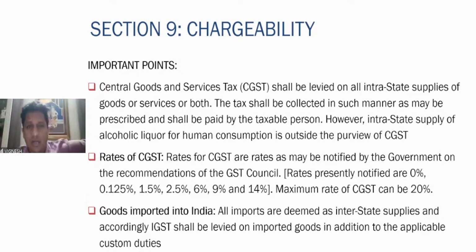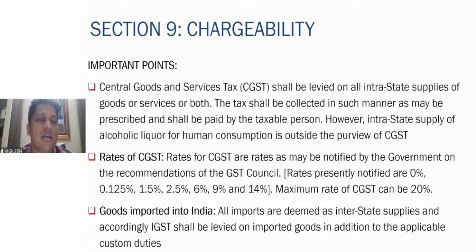So therefore, important points in section 9. Again, it's a chargeability section. CGST shall be levied on the intrastate supply of goods or services. Alcoholic liquor for human consumption is outside the purview of GST. The rate of GST, whatever is specified, multiple rates are given: 0, 0.125, 1.5, 2.5, 6, 9 and 14. Again, as I told you, these are only the CGST rates as per the CGST law. Similar rates are given in SGST also.